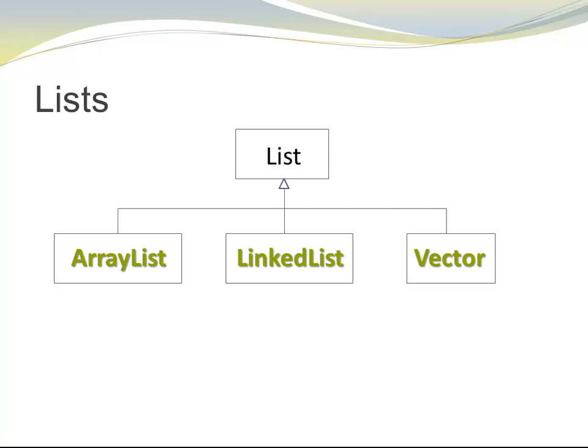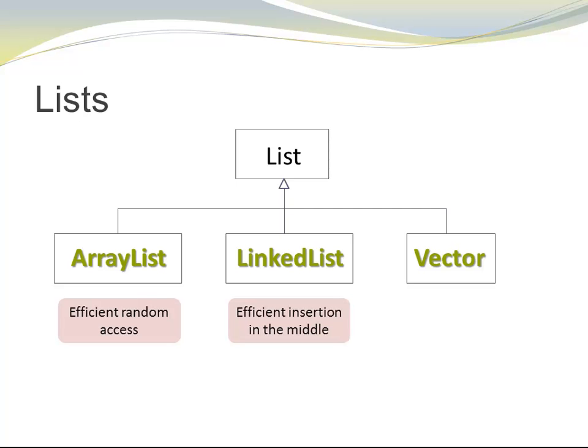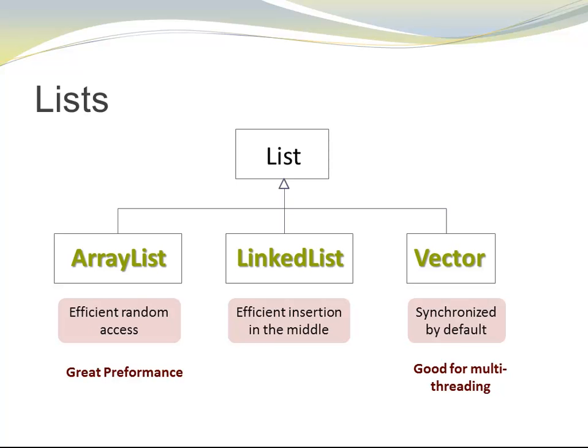Let's have a look at 3 implementations of the interface list. Array list, that is a class that provides efficient random access. Linked list has efficient insertion in the middle. And vector. Vector is by default synchronized. That makes vector suitable for multi-threaded programming. Array lists are known for great performance.